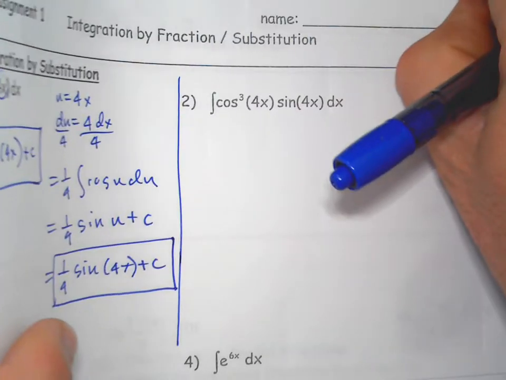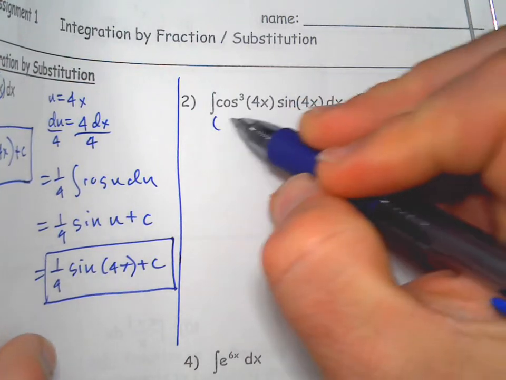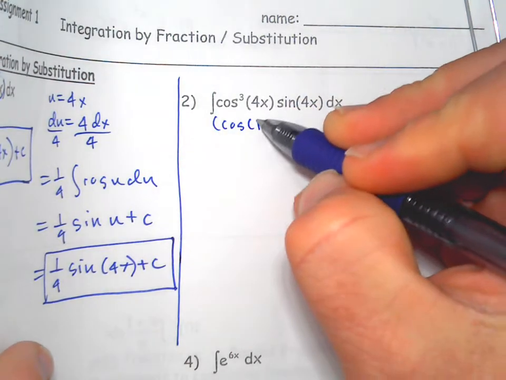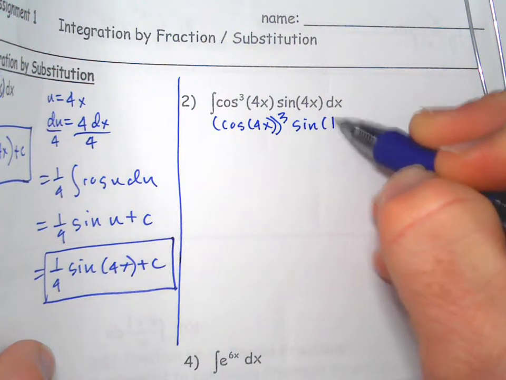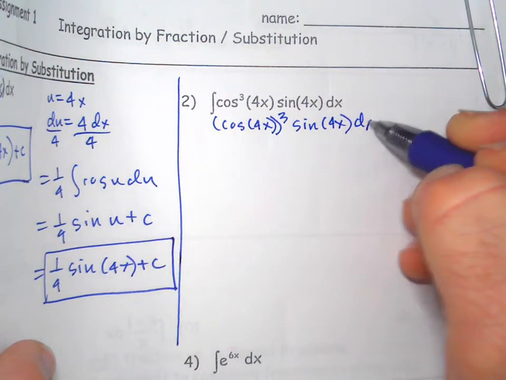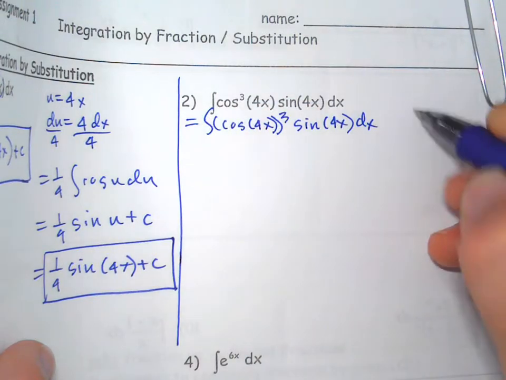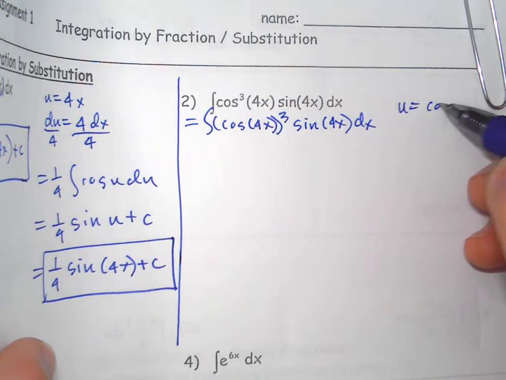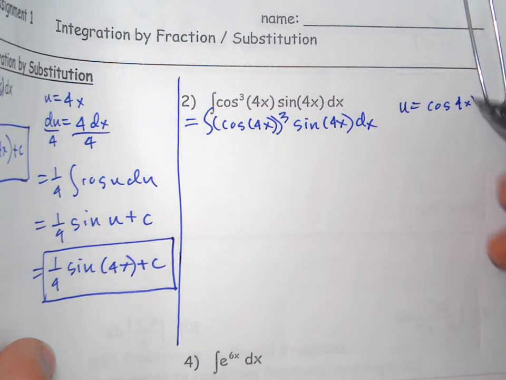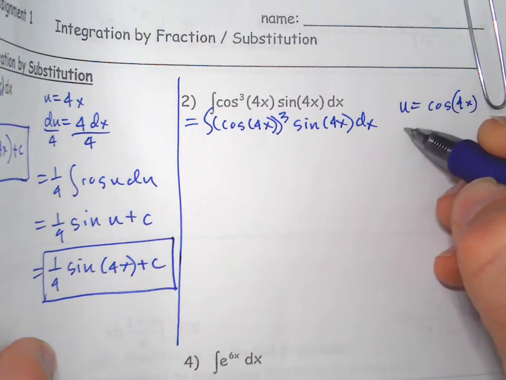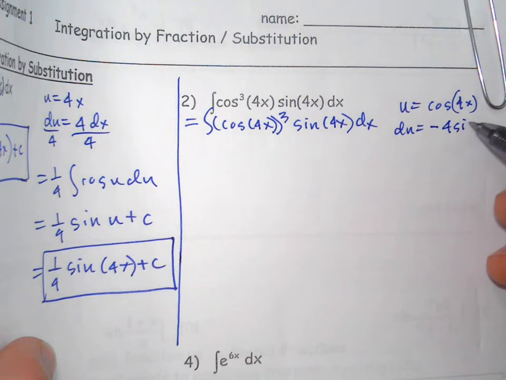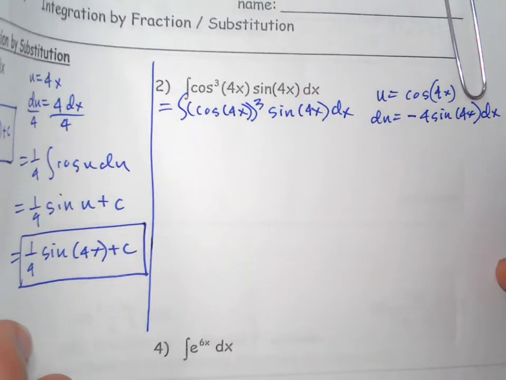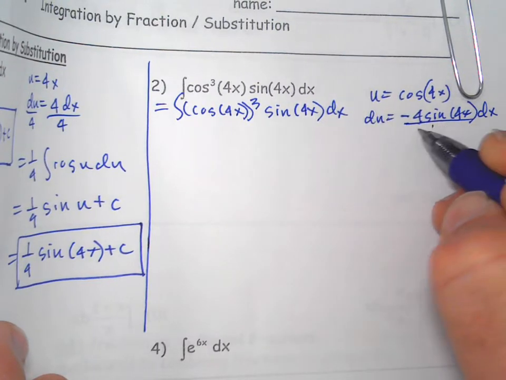So problem 2, you might rewrite this like this. And it might be a little more obvious what your inner function should be. I'm thinking u should be cosine 4x because it's the one inside of a power. So du equals -4 sine 4x dx. So you have the chain rule, you get that extra 4. Divide by -4.